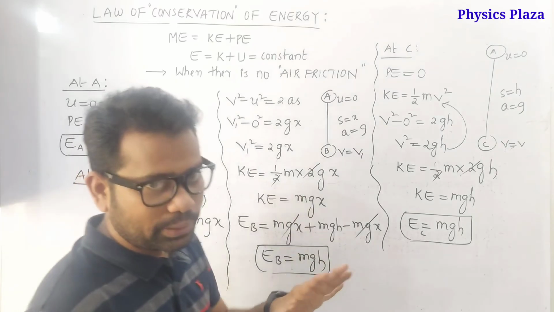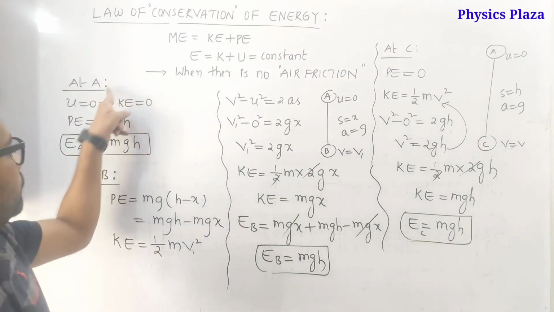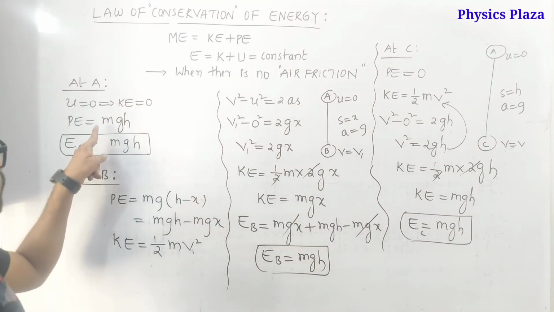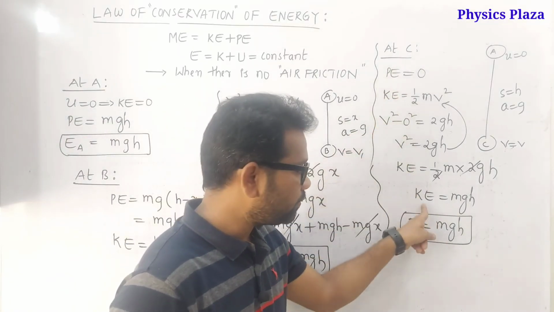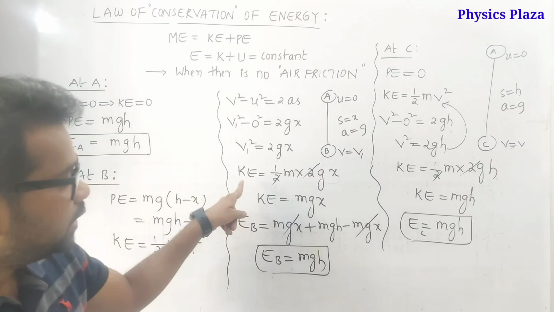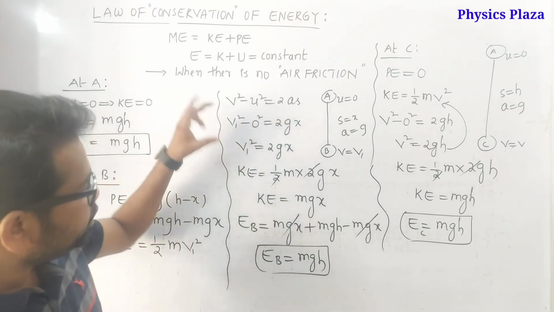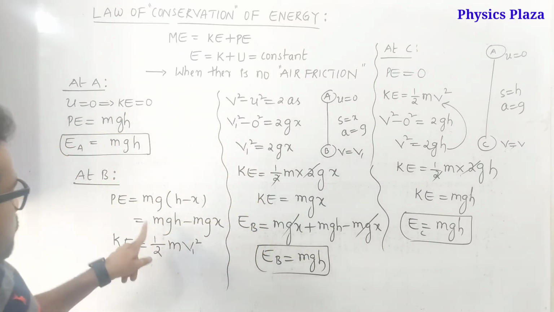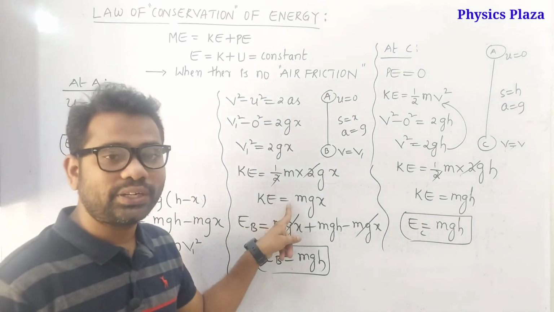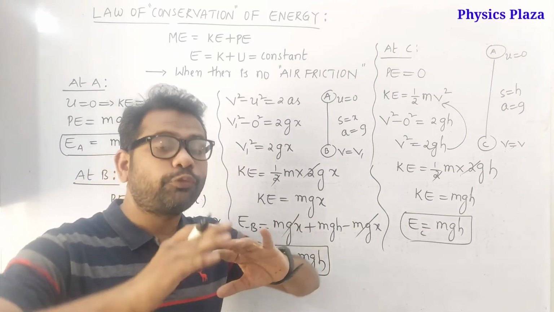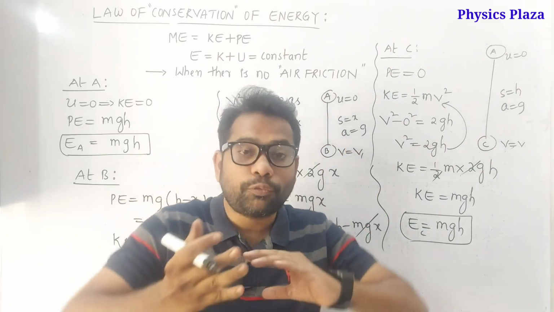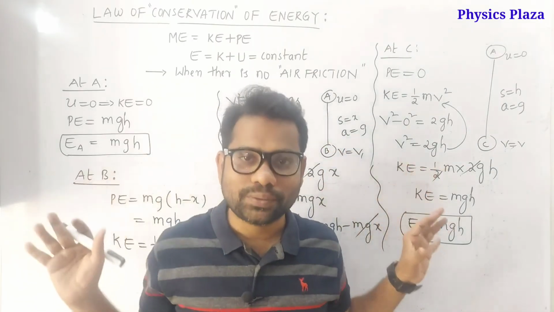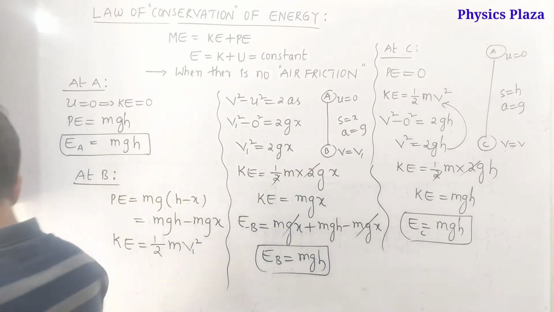And children, here is one important point. At point A, the mechanical energy is only in the form of potential energy. At point C, the total mechanical energy is only in the form of mgh. But at point B, it is in the form of potential and some kinetic energy. Again, the form is changing, not its magnitude. The magnitude remains the same, but the form which it possesses is changing. Clear? Fine.